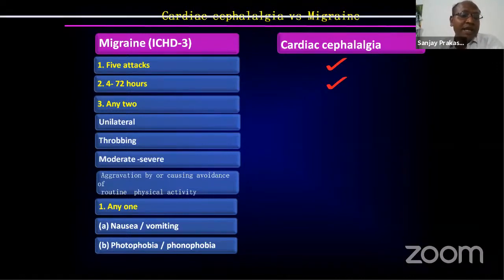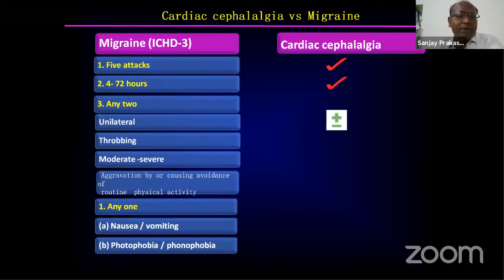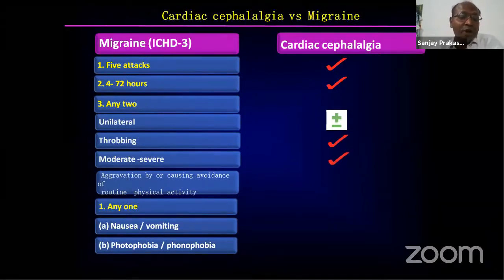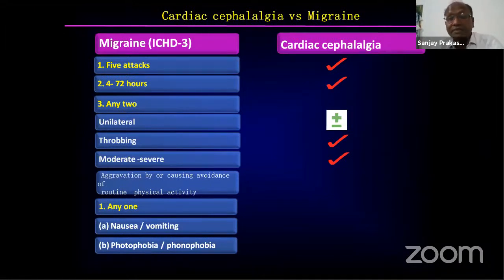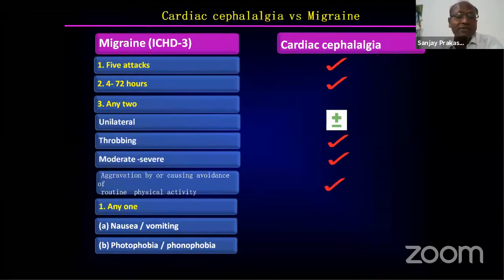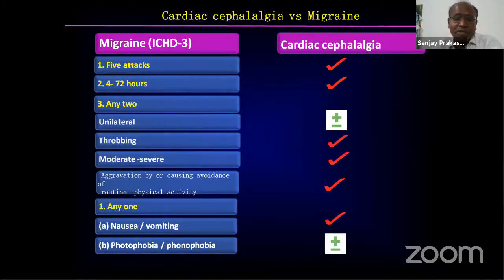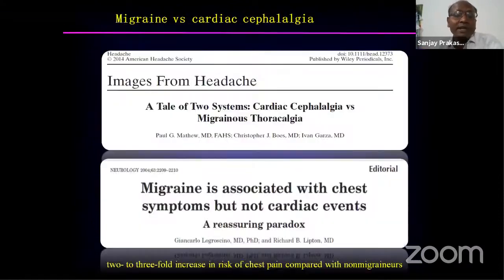In the third group, usually it is bilateral or holocephalic, but a few case reports have unilateral headache even in cardiac cephalgia. Throbbing is noted, a moderate to severe attack is there, and aggravation by or causing avoidance of routine physical activity is one of the important characteristic features of migraine, and definitely this is an important characteristic feature of cardiac cephalgia. Nausea is in the criteria of cardiac cephalgia, and up to 20% of patients may even have photophobia and phonophobia. So there is some similarity between migraine and cardiac cephalgia.